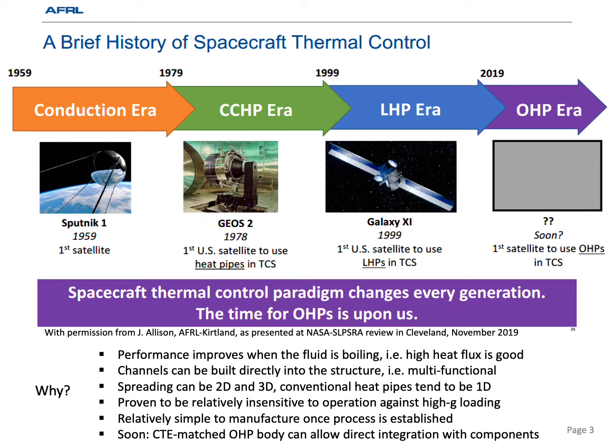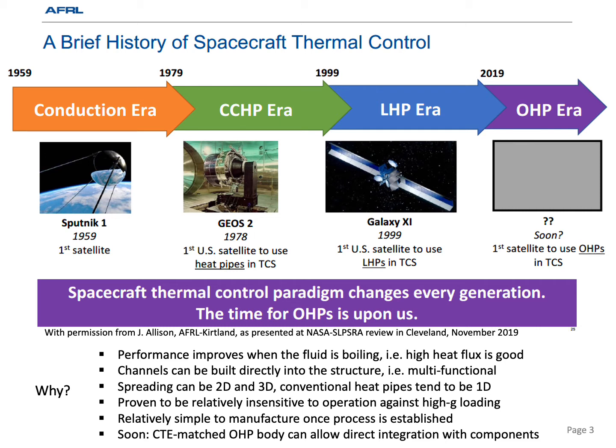The channels of the device can be built directly into the structure of the thermal planes holding the circuit cards. They can also be built into the chassis of the electronics box, the structure separating the boxes from the radiator, and into the radiator itself. This allows the structure of the spacecraft to be truly multifunctional. The heat spreading can be both 2-dimensional and 3-dimensional, rather than the typical 1D layout of today's heat pipe systems.